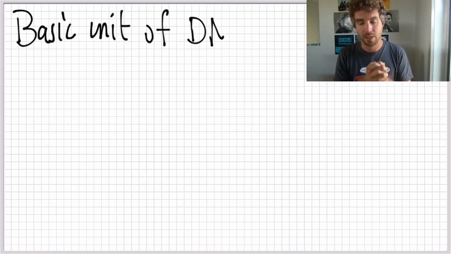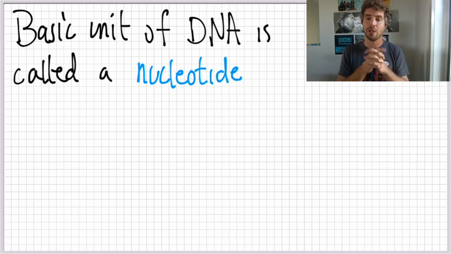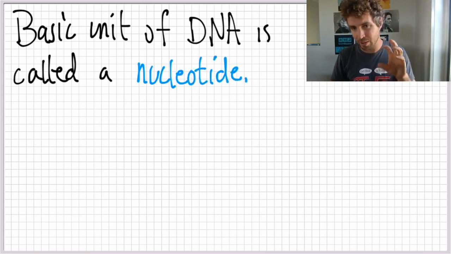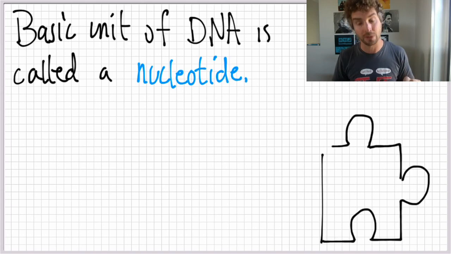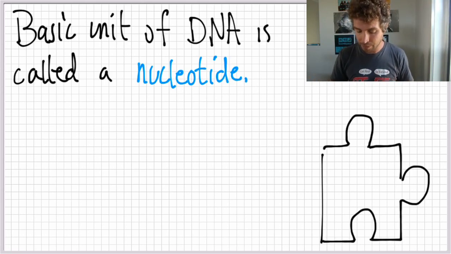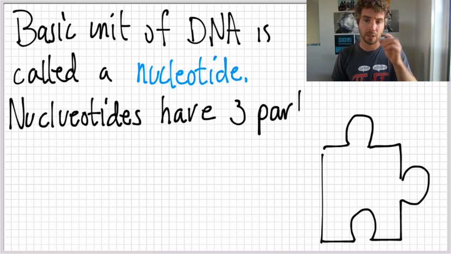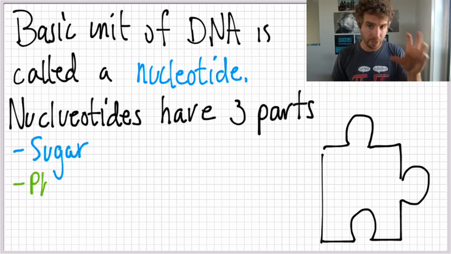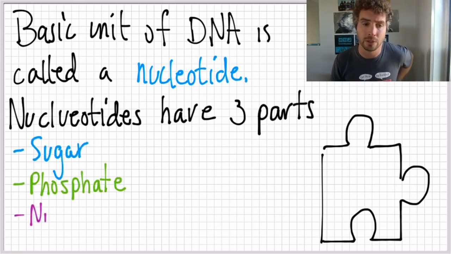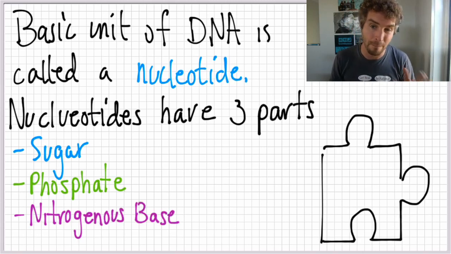The basic unit of DNA is called a nucleotide. The way that I'm going to represent this is with a puzzle piece. So DNA is like a puzzle that's put together, and the nucleotide is made of three parts. There are three things that are always in a nucleotide: a sugar, a phosphate, and a nitrogenous base. We'll go into each of these a little bit more.